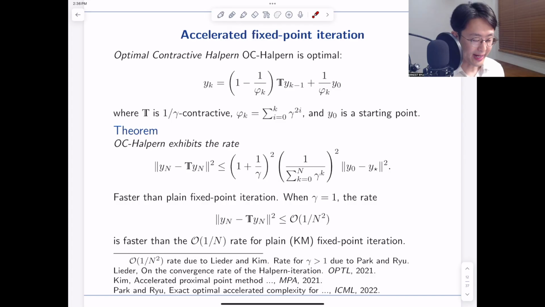So here's the accelerated algorithm. It's called optimal contractive Halpern, which we abbreviate as OC-Halpern, and it's the optimal algorithm. Okay, so let's spend the time to actually read through this algorithm.